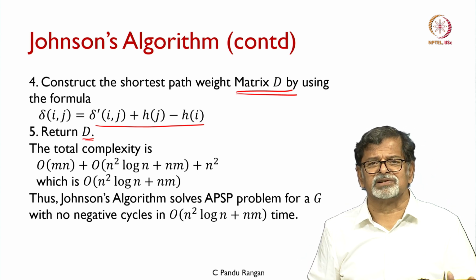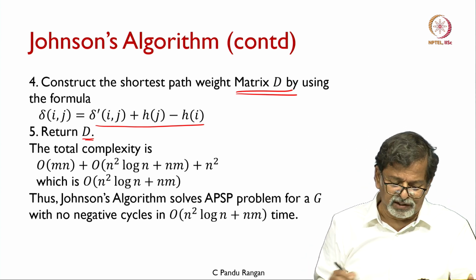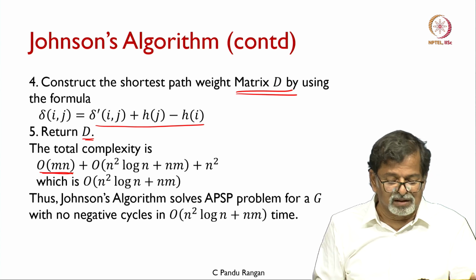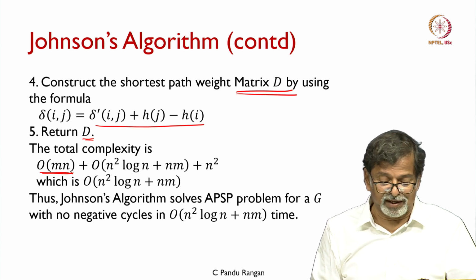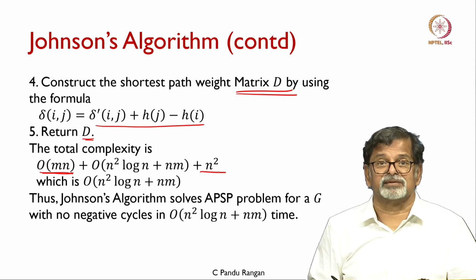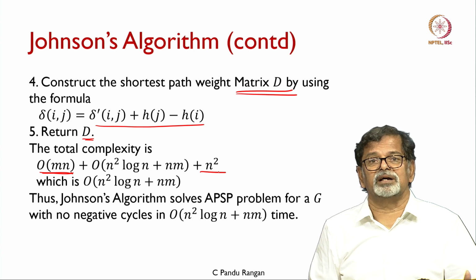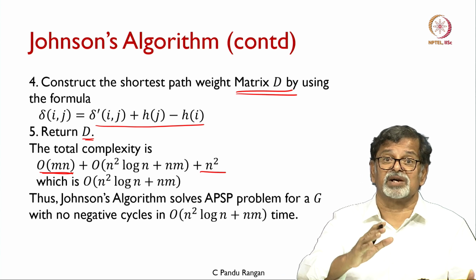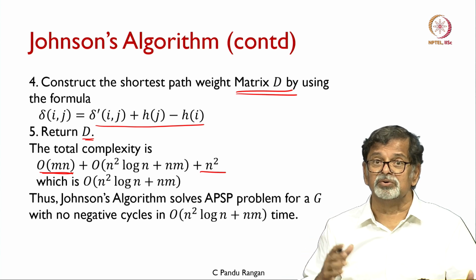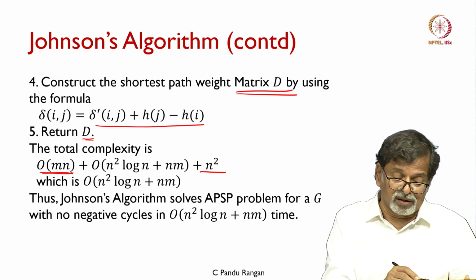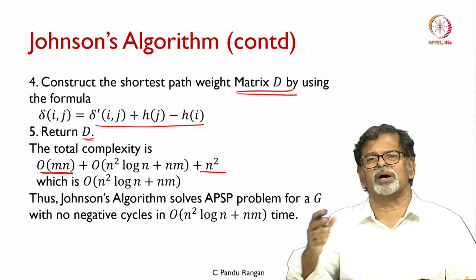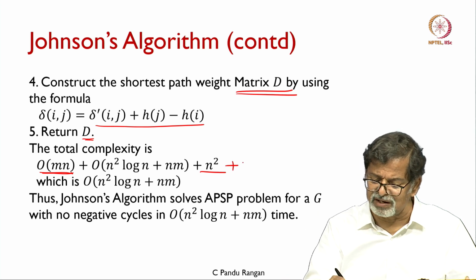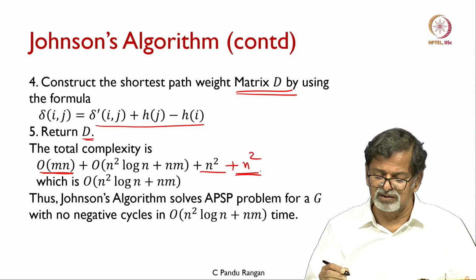What is the total complexity? The total complexity is order mn for Bellman and Ford algorithm, which you are applying once. And n square is for constructing w dash from w and constructing delta from delta dash. They take n square plus n square. I can add another n square. Actually, it is order n square. It is just 2n square.